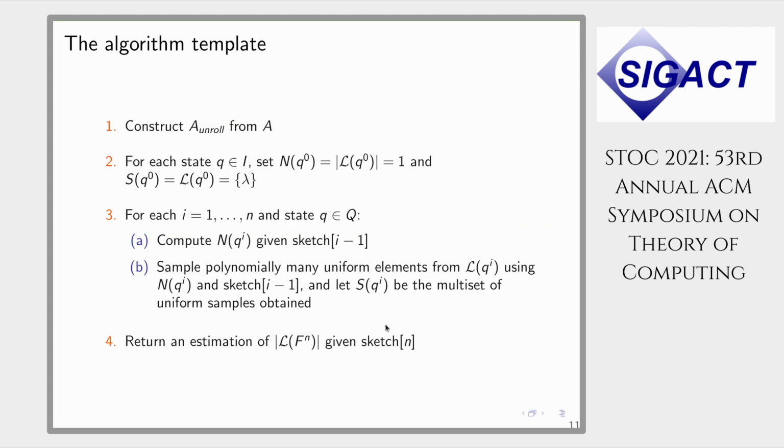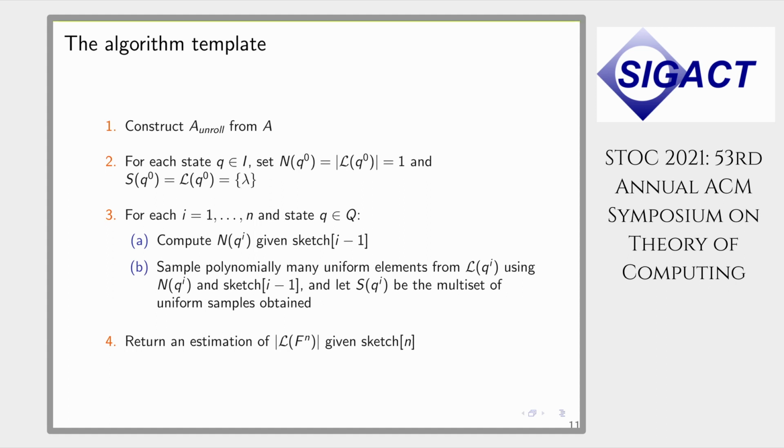So this is the algorithm template, actually, how it works. Again, we start by unrolling the automaton. Then we compute for every initial state these initial values that we are inductively constructing, this N of q0 and this S of q0. In this particular case, this can obviously be constructed. N of q0 is equal to 1. We have epsilon as the only string in this language, L of q0, and we have S of q0 as the empty string. I'm using lambda for the empty string, not to confuse it with the error epsilon.